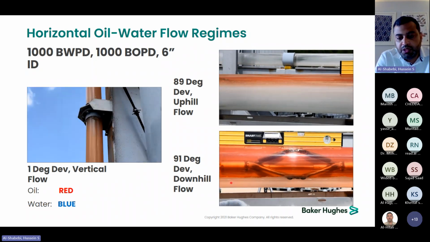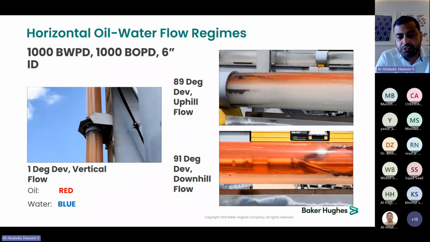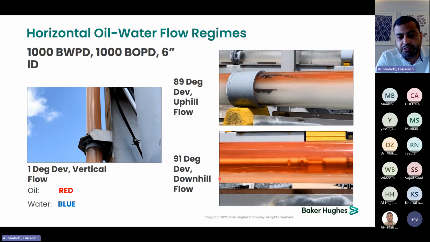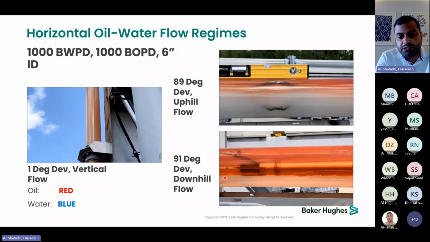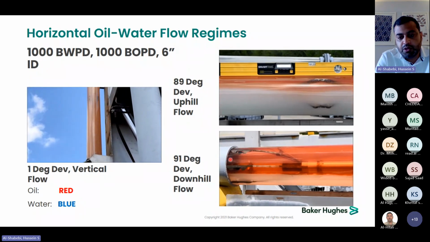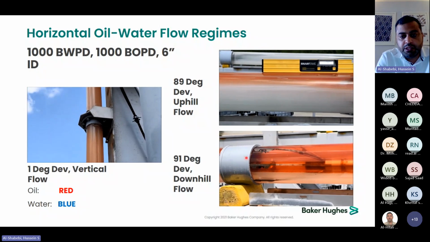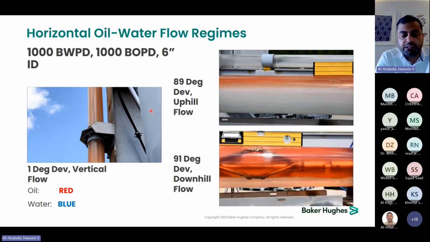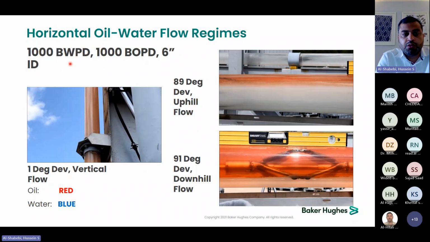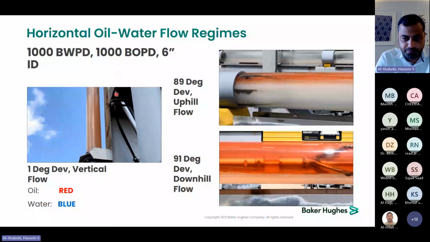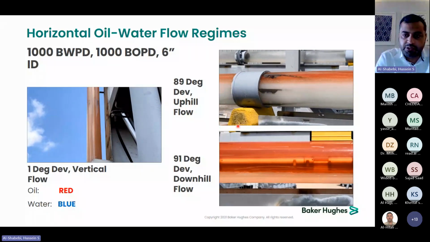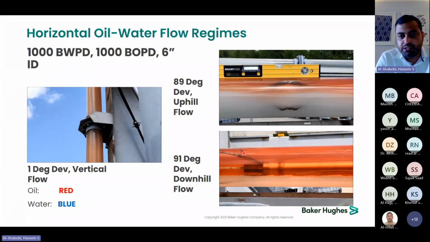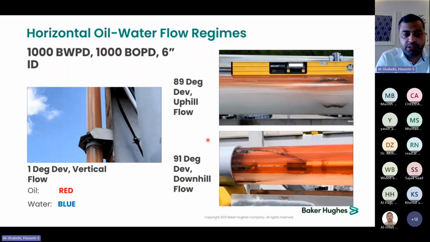But this will also be reflected back in the spinners. Now you can see the spinners in the water will be rotating faster compared to the spinners in the oil. Because the rates in all of these examples are similar, it is 1,000 barrels of water and 1,000 barrels of oil. This is just to show how the deviation changes the flow regime itself.